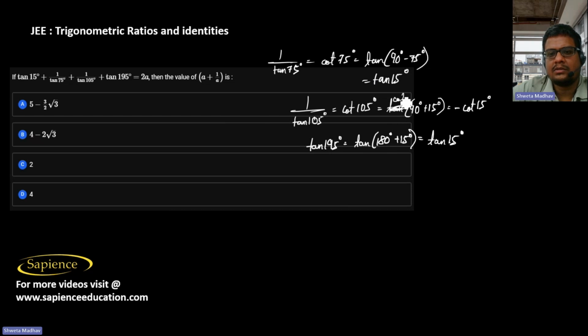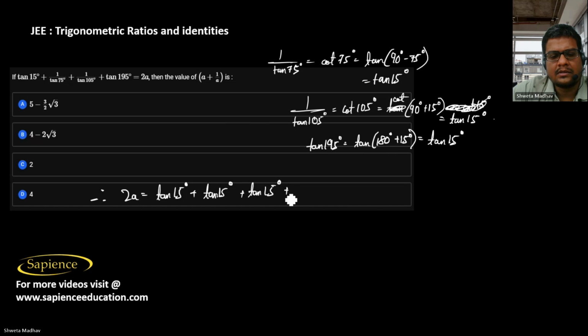Sorry, this is cot (90 plus 15 degree). So this is in the second quadrant, cot is negative, so it will be minus tan 15 degree. So now, therefore, the given value 2a is equal to tan 15 degree, plus 1 by tan 75, which means tan 15 degree again, and plus 1 by tan 105 degree, and plus tan 195 degree, that is also again tan 15 degree.